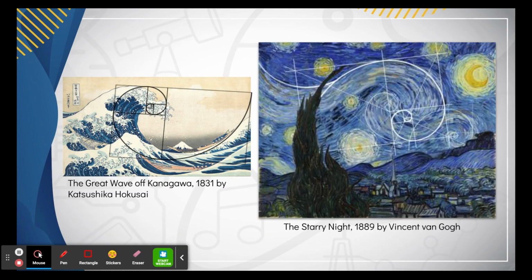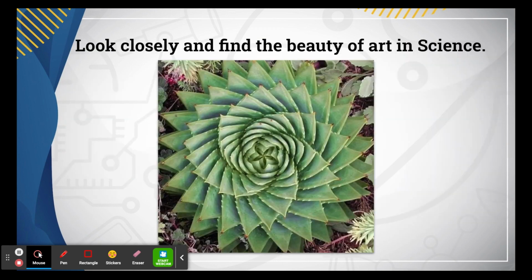Speaking of a Fibonacci pattern, this incredible Great Wave shows that Fibonacci spiral, as does Vincent van Gogh's Starry Night. Look closely and you'll find the beauty of art in science.